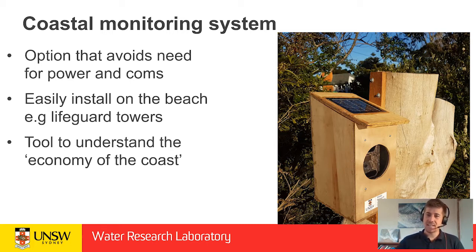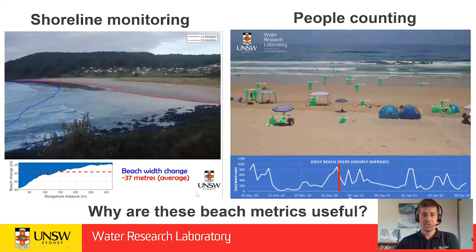And you can see the example on the right here where I've hidden it inside what we call in Australia a possum box. The reason I did that was because I was a bit concerned that surfers at this location would vandalize or destroy the camera system. So I hid it in plain sight, so to speak, in a box that looks like a bird box or a possum box. So why is it so useful to understand shoreline monitoring and people counting?